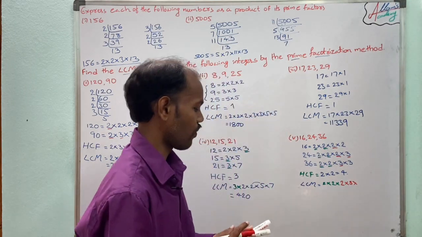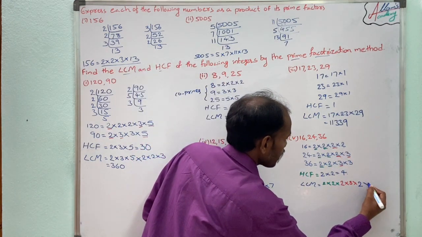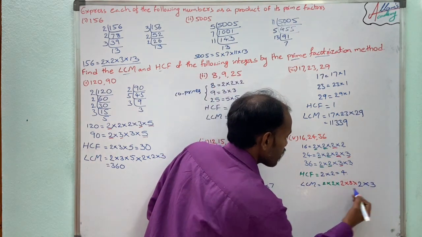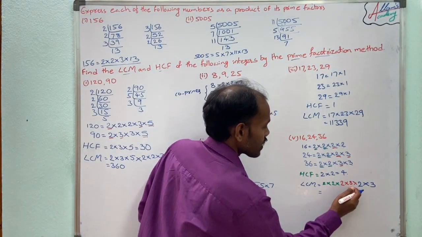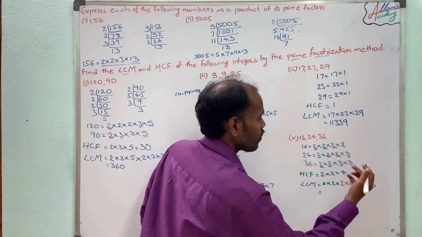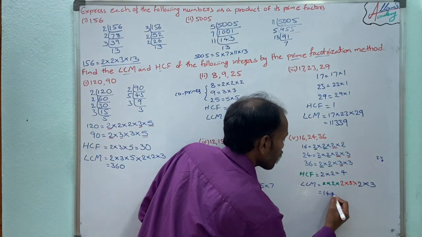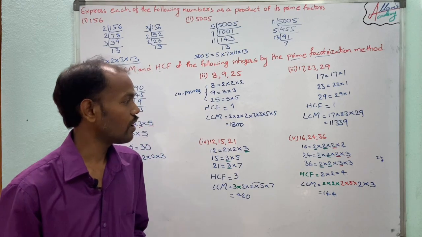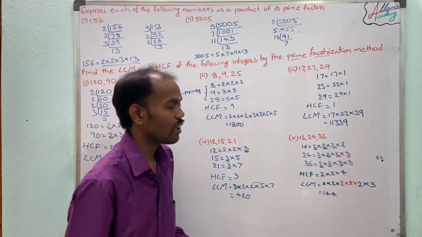Now in the first number, what are the remaining numbers? Only these 2. In the second one, none remain. In the third one, a 3 remains. So we already know the product of these numbers: 2 times 3 is 6, 6 times 4 is 24, 24 times 6 is 144. So the LCM of 16, 24 and 36 is 144. The HCF of 16, 24 and 36 is 4.